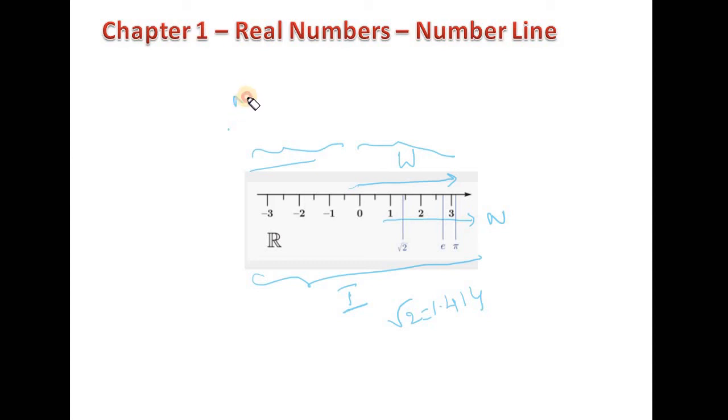Natural numbers is a subset of whole numbers. Whole numbers is a subset of integers. Integers is a subset of rational numbers, and rational numbers plus irrational numbers form your real numbers. So this is what you need to understand before we move on to our real numbers chapter.